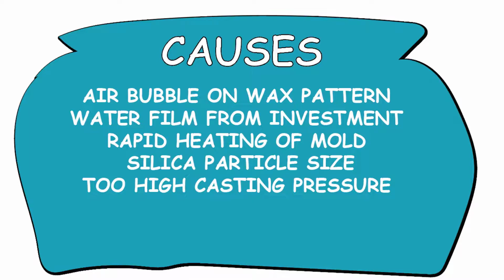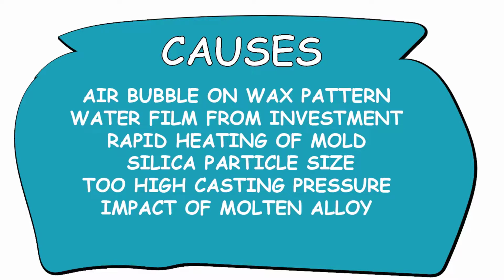then the molten metal would impact on the walls of the mold, and this impact results in the disintegration of the wall, which would again result in the formation of a rough casting. To remediate, the casting pressure of 1 atmospheric pressure should be used. The next cause is the impact of molten alloy on the mold wall.